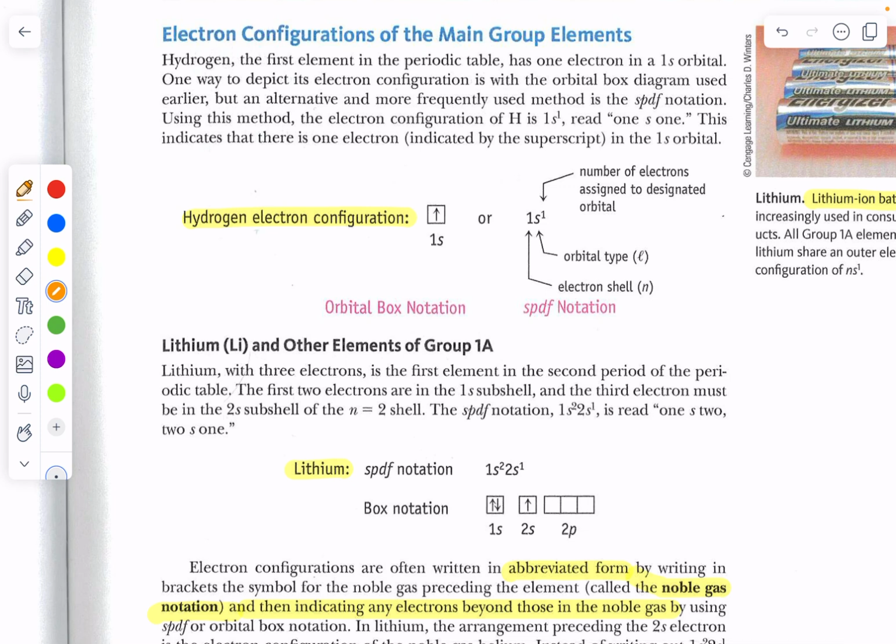So, electron configuration for main group elements. If we're talking about hydrogen, it's just a 1s1. You can also use a circle and just use a slash. And now you've done the orbital configuration or the box configuration for the hydrogen atom. And you can see it could gain an electron to become an H- ion, or it could lose that electron altogether to become an H+ ion.